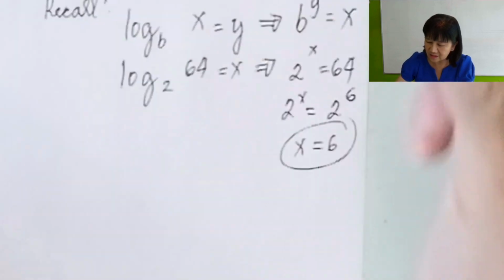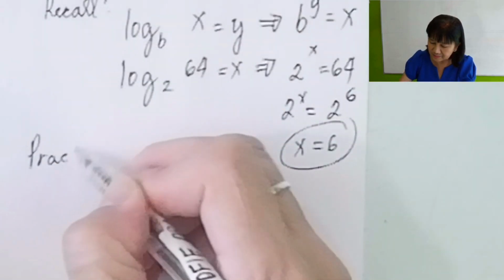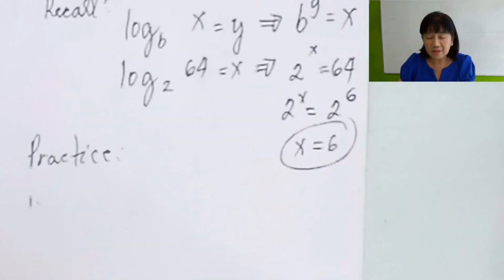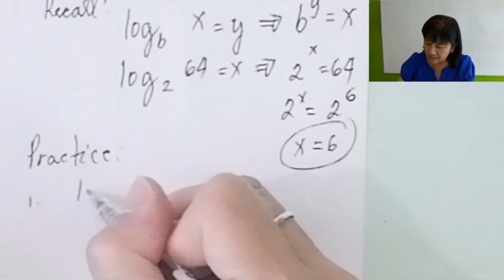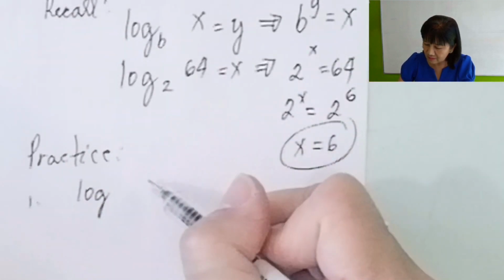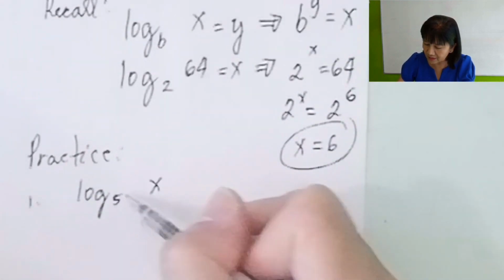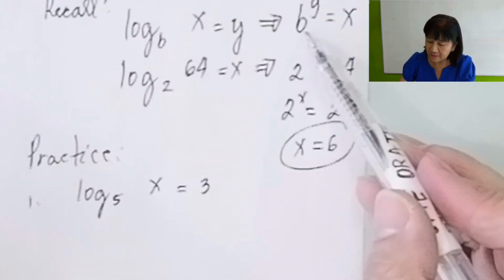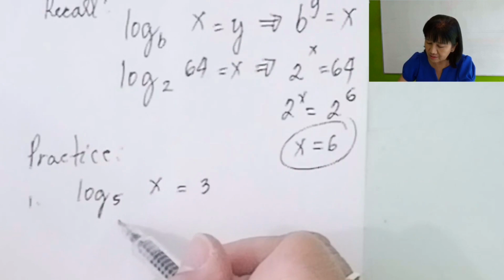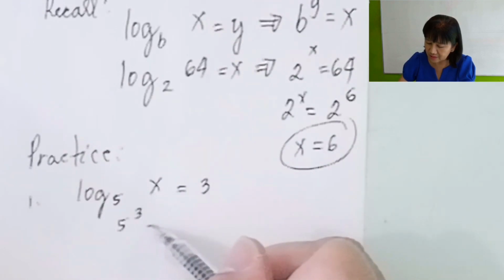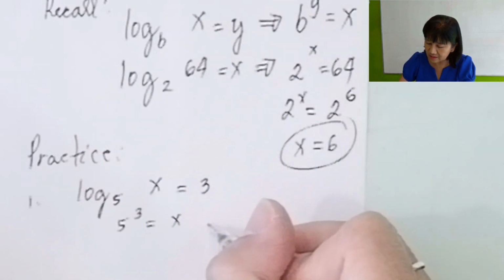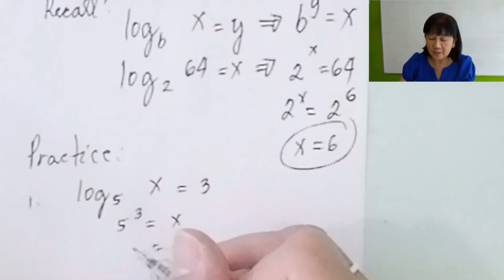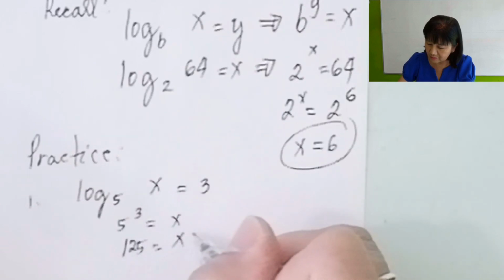Final answer is 6. Let's have practice here, for you to really recall logarithms. Let us say we have log of x base 5 equals 3. What is x? Okay, apply the definition. So you have 5 raised to the third equals x. So x is 5 cubed. 5 times 5 is 25, times 5 is 125.